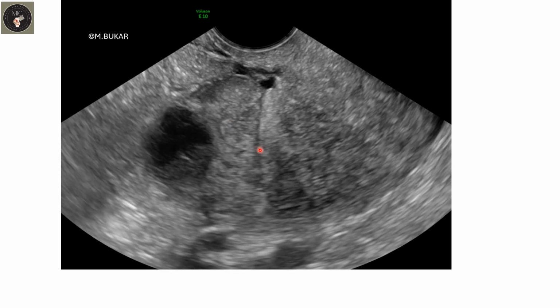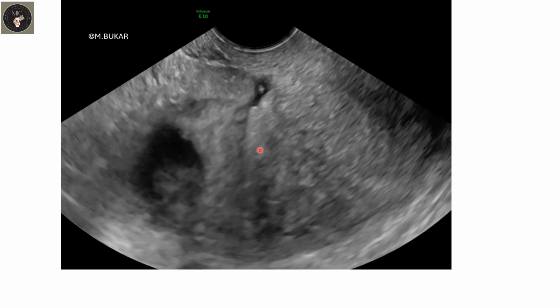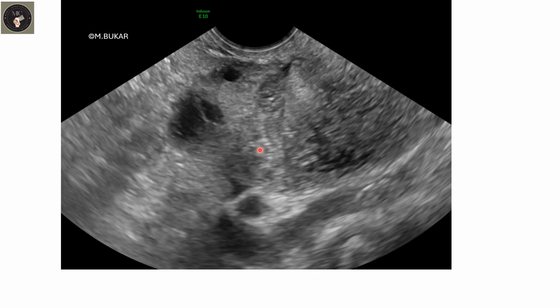Learning point here is that whenever the sliding sign is negative, please try demonstrating using dynamic scanning.